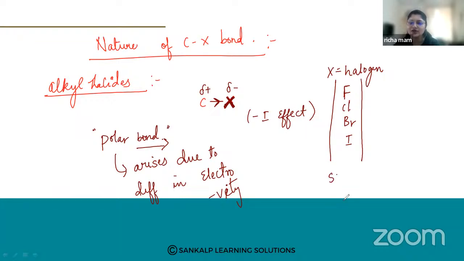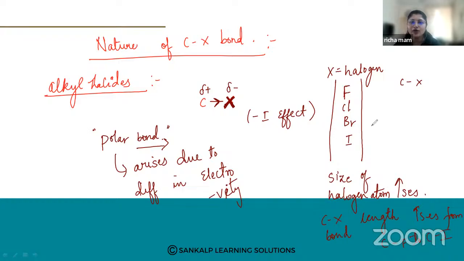The size of the halogen atom will increase as you go down the group. Now, what will happen to the C-X bond? The C-X bond length also increases from C-F to C-I.